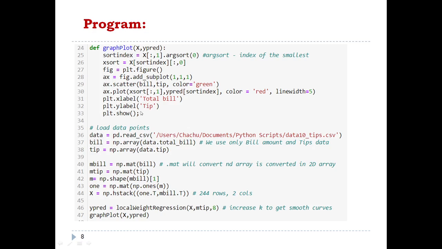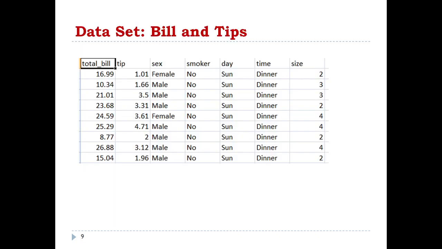So this is the program for this locally weighted regression algorithm, and this is the data set we are using, bill and tips details. Here you can see the first column is the bill amount and the second column is the tips amount, and all these are other parameters or variables, and we are not taking all of these parameters, considering only these two parameters, the total bill amount and the tips amount.